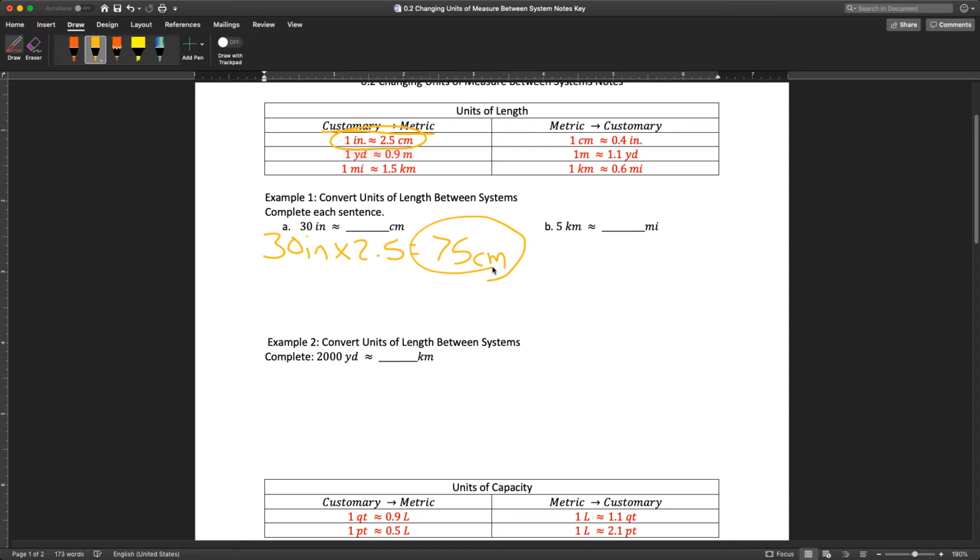Now when we take a look at example B, it says it wants us to go from kilometers to miles. When you go from kilometers to miles, you're talking about metric to customary. And we're looking at this relationship right here that 1 kilometer is approximately 0.6 miles. So we take our 5 kilometers and we multiply it by 0.6 to get an approximate answer of 3 miles.